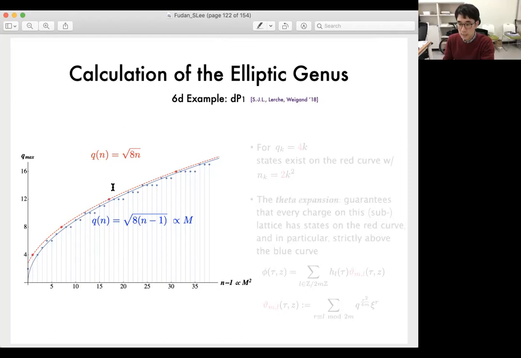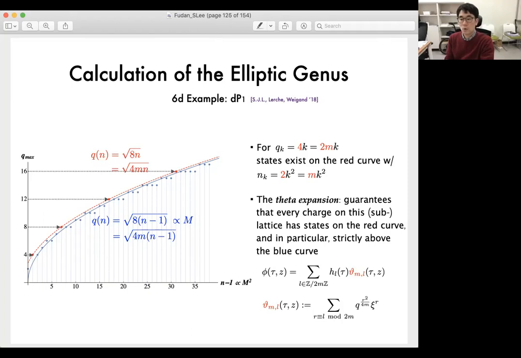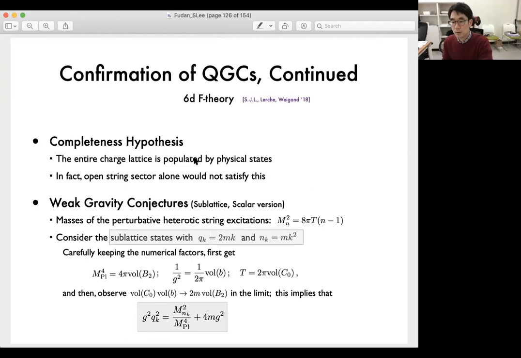Then very interestingly, we observe that these red dots populate any charges that are multiples of 4. And this is not a coincidence. Because the elliptic genus is a Jacobi form, the so-called theta expansion property guarantees that every charge value on the sublattice of index 2m must be populated by a dot sitting on the red curve. In particular, such a dot sits strictly above the blue curve and as such indicates a super extremal particle. And this leads us to the confirmation of the other conjectures.